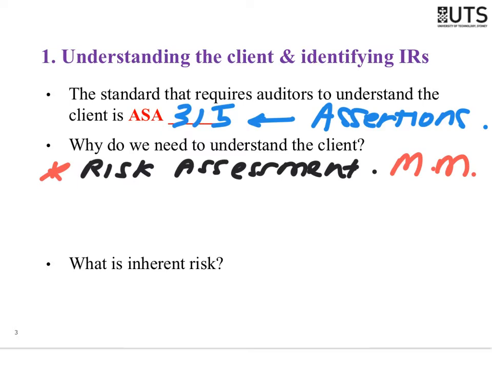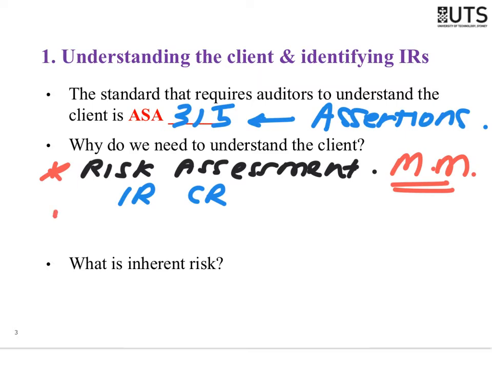Okay, so we need to have a good understanding of the business to be able to engage in risk assessment, to identify where are the accounts, where are the areas of the financial report where there's a higher risk of this. Now guys, this comes back to inherent risk and control risk assessment. This is all part of the same thing.